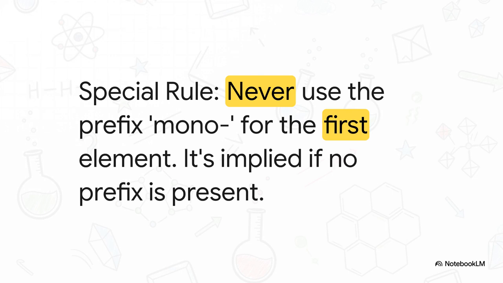There is one little quirky rule you have to remember, though. Even though mono means 1, you never ever use it on the first element in the name. It's just implied. It's why we all say carbon dioxide, not monocarbon dioxide. We just kind of know there's only one carbon there.